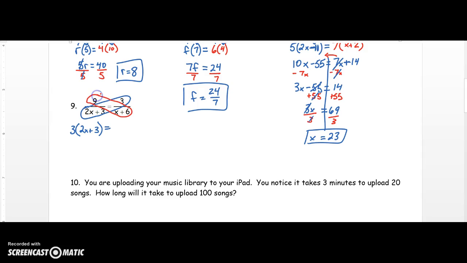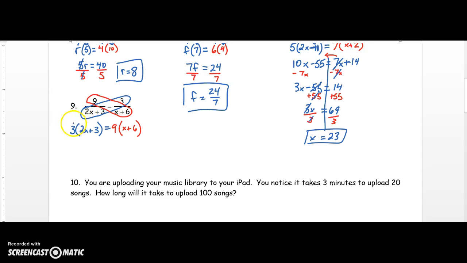Go ahead and cross multiply the other way, so now you have 9 times (x plus 6). Remember to always put these in parentheses so we can see the multiplication. It helps us when we might have to distribute or not.